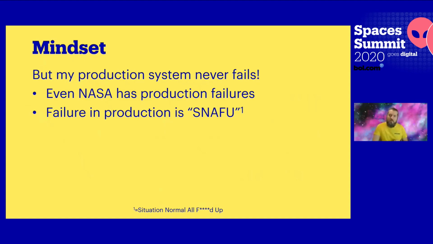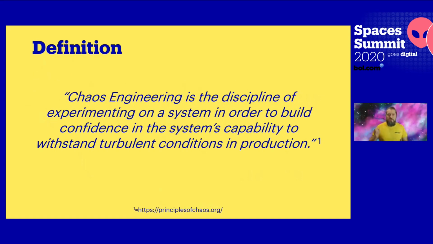So let's go to the definition. Chaos engineering is the discipline of experimenting on a system in order to build confidence in the system's capability to withstand turbulent conditions in production.